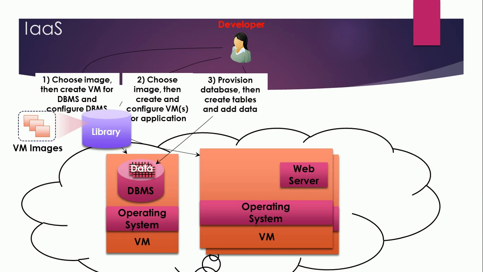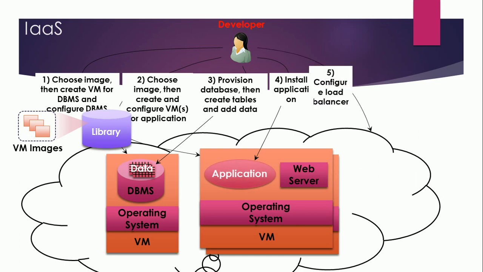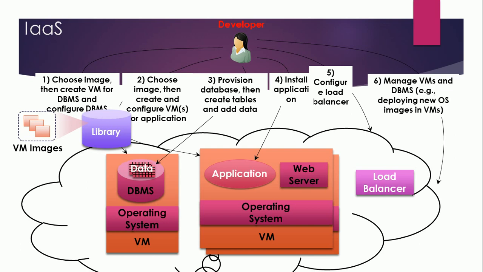After creating the DB and installing the applications, we are going to provide the provision for that application to access that particular DB. Once we have created that, if the load is more, we are going to use the load balancer to manage the whole application. So this is what we do as IaaS.